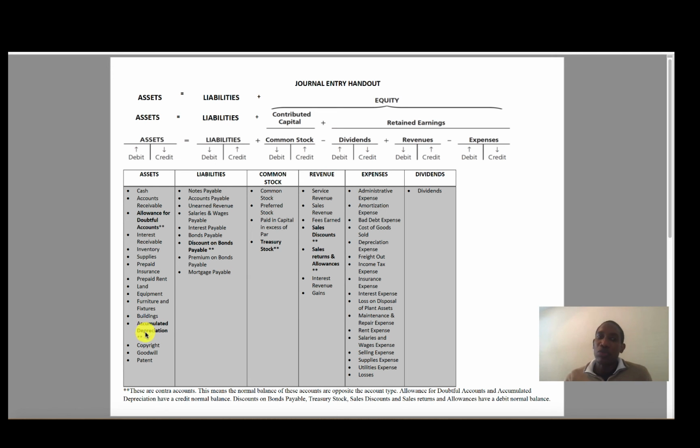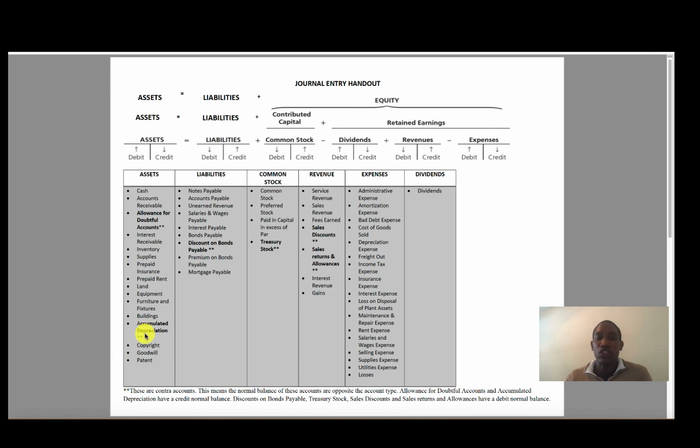So you would say you debit accumulated depreciation, and that would actually be wrong. So in this case, accumulated depreciation isn't increasing, you wouldn't debit it, you would credit it. Now you're confused. You'd say, why? Well, you see accumulated depreciation has these two stars next to it. And so you see the two stars here. It says these are contra accounts. This means that the normal balance of these accounts are opposite the account type. So anytime you have a contra account, it is the opposite of the account type. And the contra accounts I've highlighted for you in bold. So allowance for doubtful accounts, accumulated depreciation, discounts and bonds payable, treasury stock, sales discounts, sales returns and allowances. These are contra accounts. And so they follow the opposite of the account type.